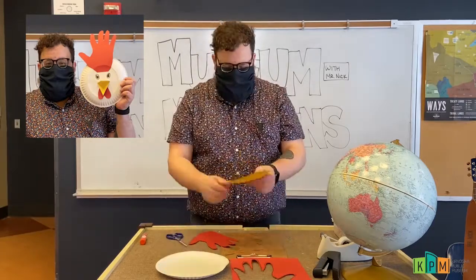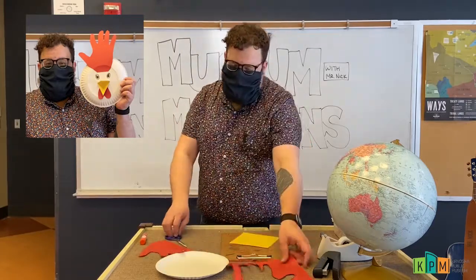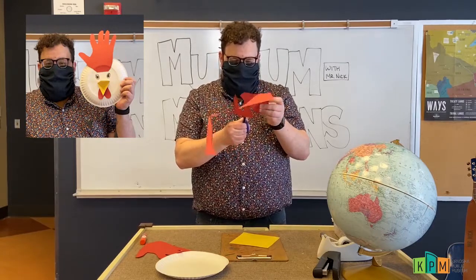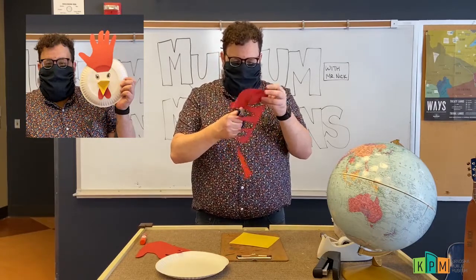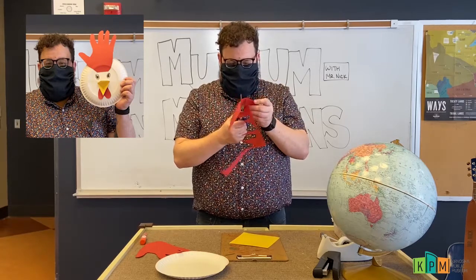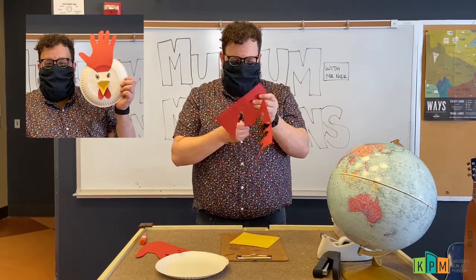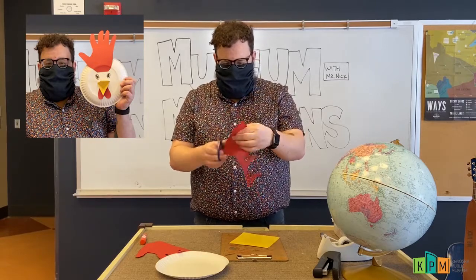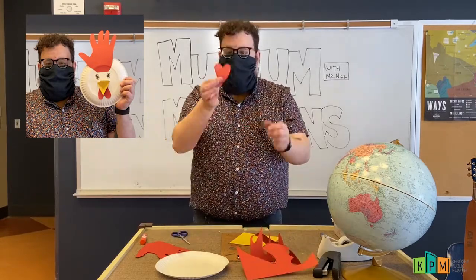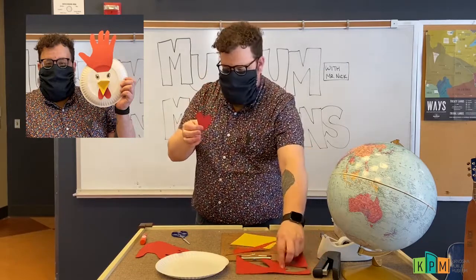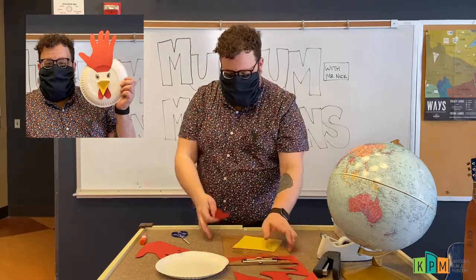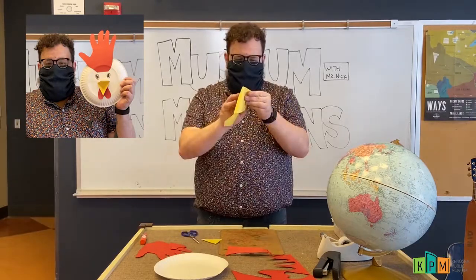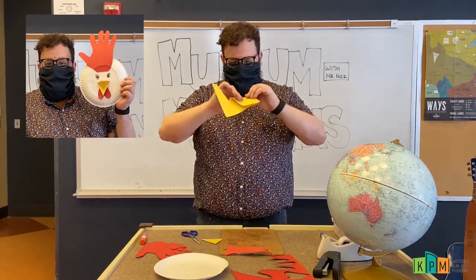And now I'm going to take my red paper still, and I'm going to cut. Chickens kind of have these extra little flaps of skin around their beaks. So I'm also going to cut out a heart shape using my red paper.